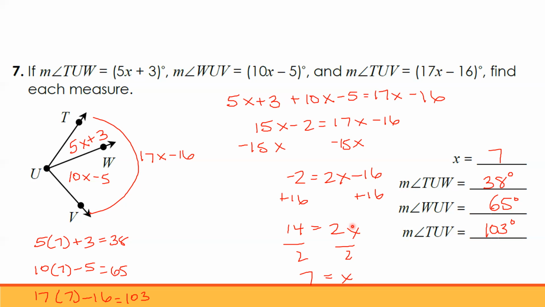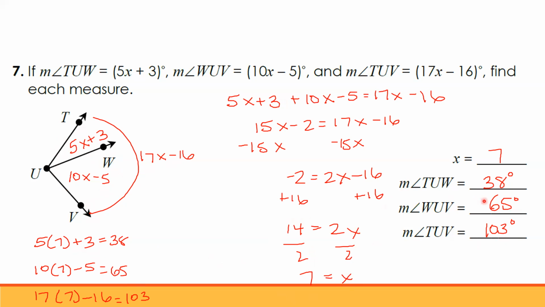Now that we know that x equals 7, I'm going to take that 7 and plug it in for all 3 of my expressions. So that tells me that TUW is 38 degrees, WUV is 65 degrees, and the big angle TUV is 103 degrees. And if you really want to check that, which I highly recommend, go ahead and add 38 and 65. They'd better add up to 103. If they don't, then you know you made a mistake in finding your x or even evaluating the expressions.